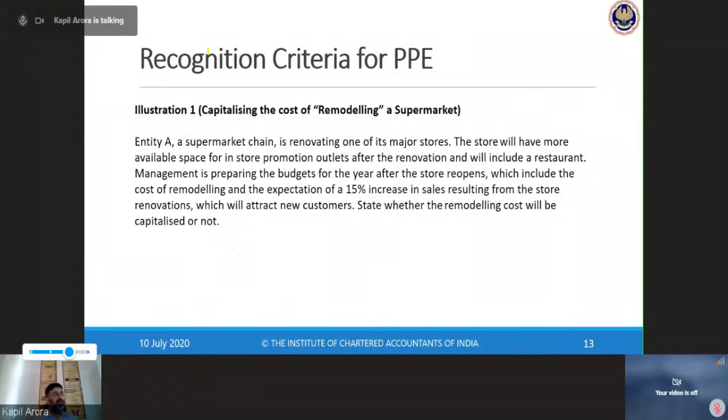One important question for everybody: can humans be treated as property, plant, and equipment? I want you guys to answer first, then we'll come up here. Meanwhile, let's start with that. Can humans be treated as property, plant, and equipment? Or can humans be treated as an asset? Then we'll come up here.